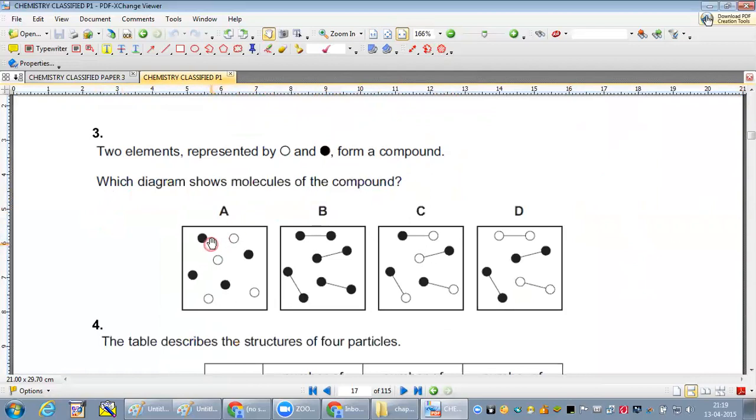Okay, so can I... Yeah, you can try. C? Okay. The third option, that is C. See, the reason for that is they are forming a compound.